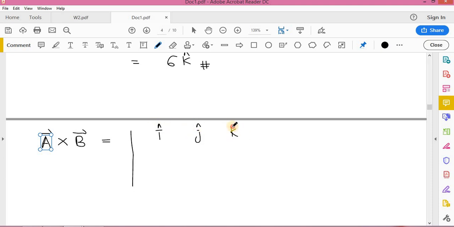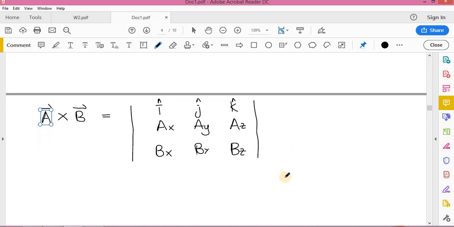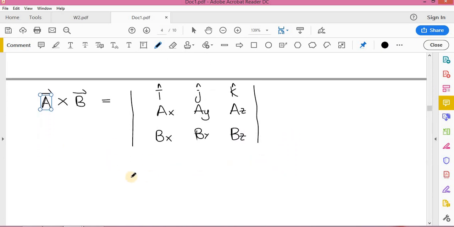i, j, k here. If you still remember this one, A we put at the front, right? So you have to put Ax first, and then Ay and Az here. Then Bx, By and Bz here. So do you remember how to solve this one? You learned this before, right? So how to solve this one?